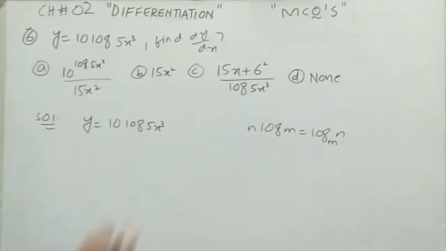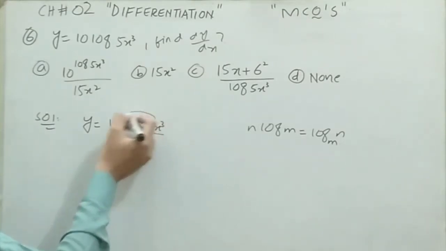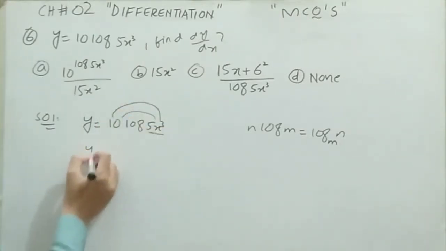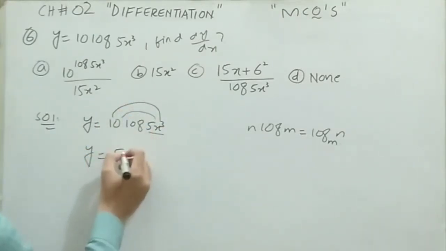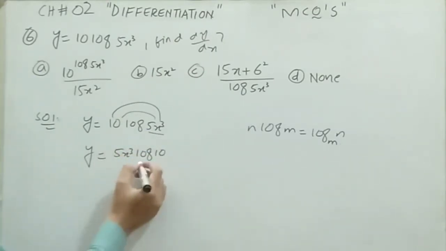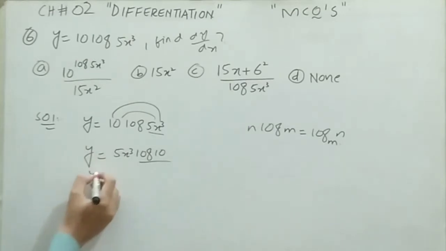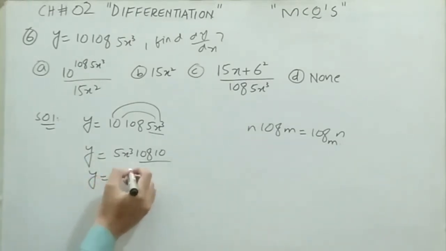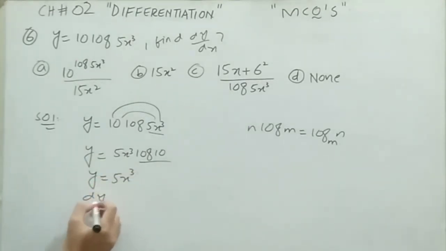Using the same formula, 5x raised to the power 3 will come to this side and 10 will come to this side. So it becomes y is equal to 5x raised to the power 3 and log of 10. Remember that log of 10 is always equal to 1. So we are left with y is equal to 5x raised to the power 3. Now differentiate both sides with respect to x.